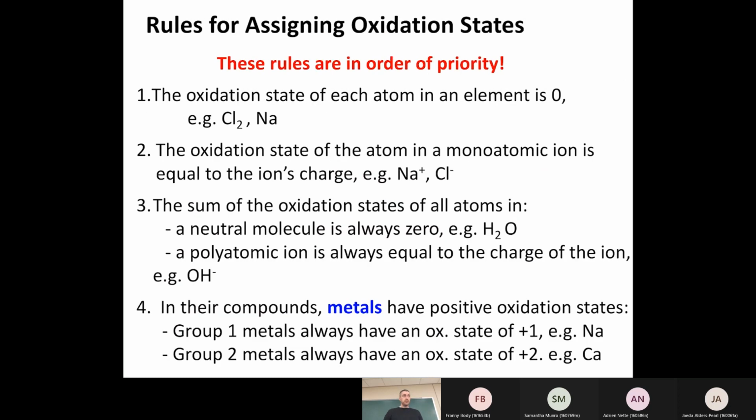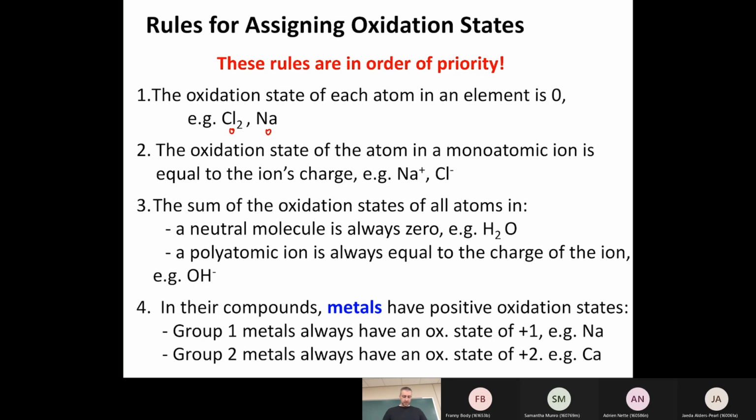So we have a set of rules, and you learn the rules and you apply them. Once you get familiar with these rules, they become pretty straightforward. First rule, and these are rules of priority, meaning if something in rule 1 works against something in rule 4, rule 1 takes precedence. First rule says that the oxidation state of an atom in an element, in a pure elemental neutral state, is 0. Like Cl2, both chlorines are 0. Sodium metal, oxidation number is 0, right?